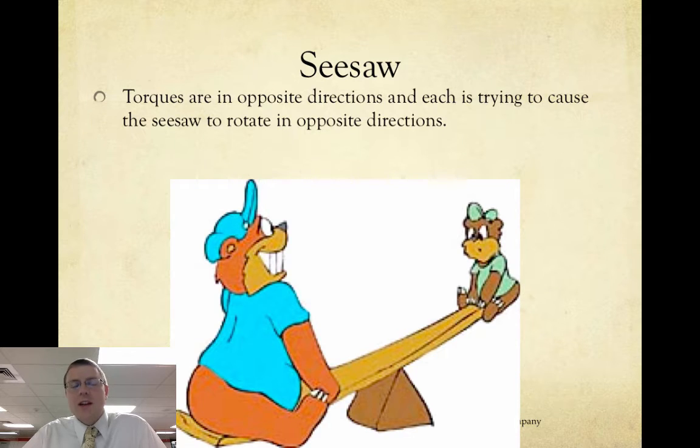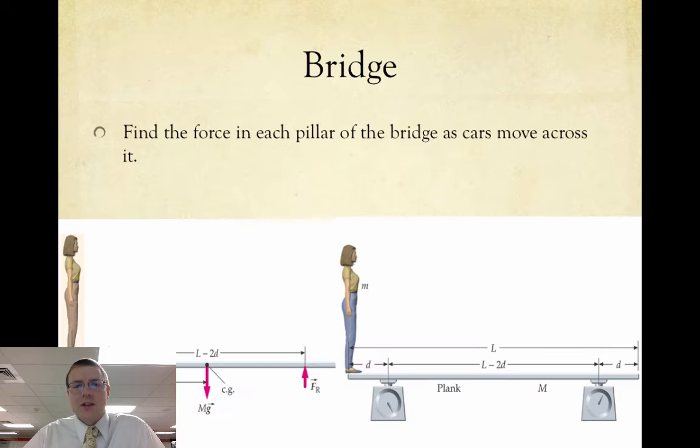But what we started off today in the lab was with seesaws, and a seesaw is really just two objects trying to torque the bar in their favor and torque it in their direction. The big bear is torquing it in one way and the little bear is trying to torque it in the opposite direction. We showed what we needed to do to make the seesaw balanced in terms of making torques equal and opposite. So let's do an example here for a bridge.